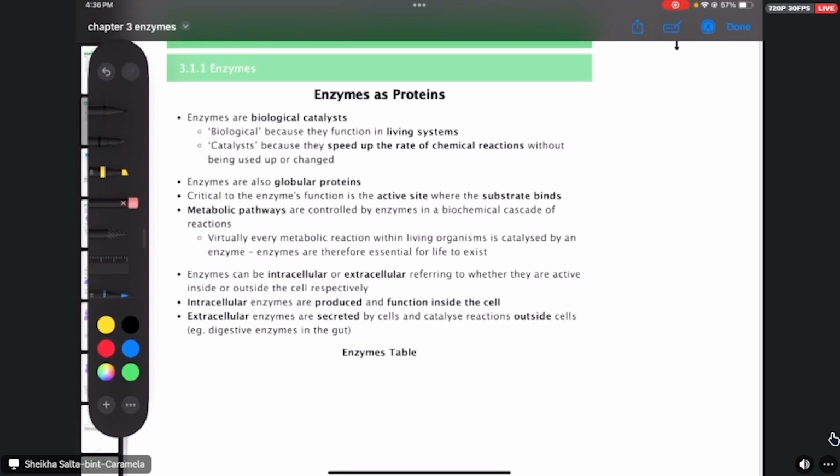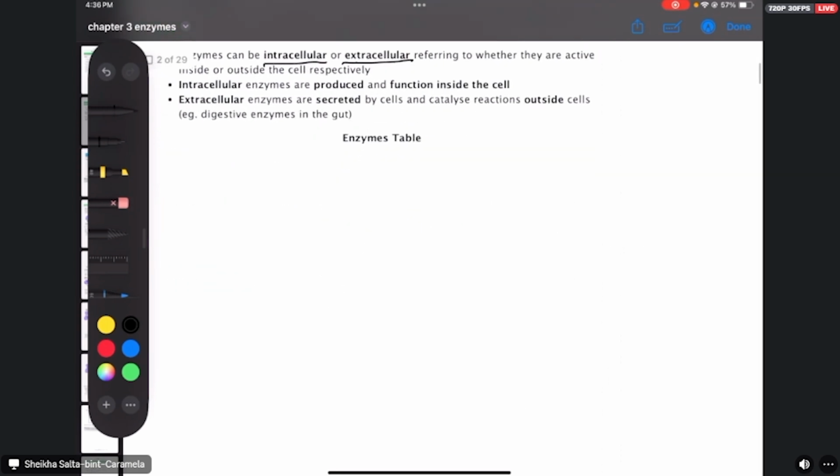There are two types of enzymes, intracellular and extracellular. Intracellular enzymes work inside the cell, and extracellular enzymes work outside the cell. Both are produced inside the cell, but extracellular enzymes are moved outside the cell through exocytosis. We will learn about exocytosis later in the chapter.